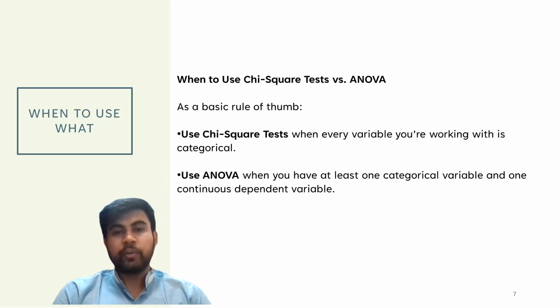When to use what? When to use chi-square test versus ANOVA test? As a basic rule of thumb, use chi-square test when every variable you are working with is categorical. Use ANOVA test when you have at least one categorical variable and one continuous dependent variable.